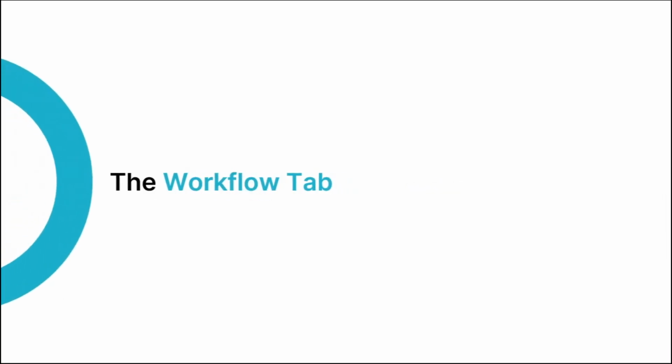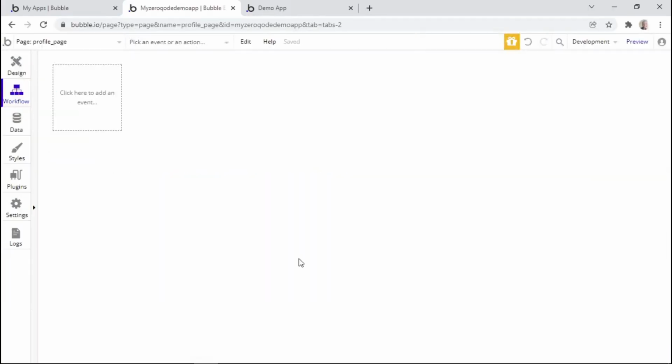So let's now talk about the workflow tab. The workflow tab is where you basically add instructions as to how you want your app to work. For example, if you want a user to log in by clicking a login button, then you do that within the workflow tab. And each instruction that you add to your app is made up of events as well as actions. For example, we can see here that it says click here to add an event.